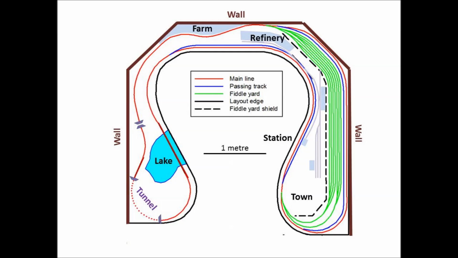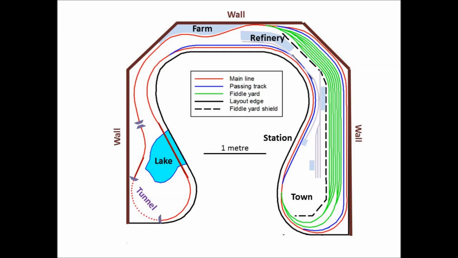The layout is in the shape of a horseshoe extending along three sides of my shed room. It's approximately 3.3 meters from side to side and 3.2 meters deep. The main line, shown in red, is a continuous loop running along the inside of the horseshoe and returning along its outside. There are two passing tracks shown in blue and a 7-track fiddle yard shown in green. The fiddle yard is hidden from view by a solid screen designated by the dash line in the track plan.